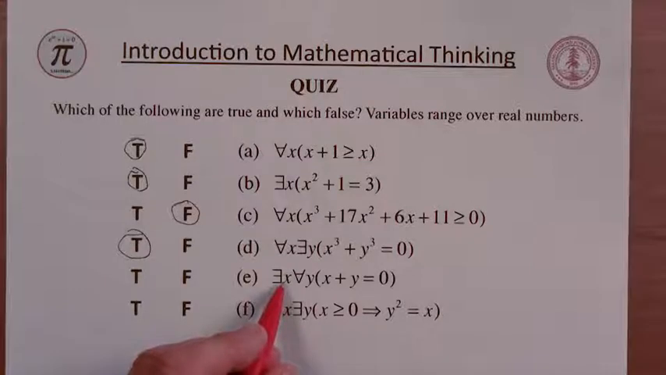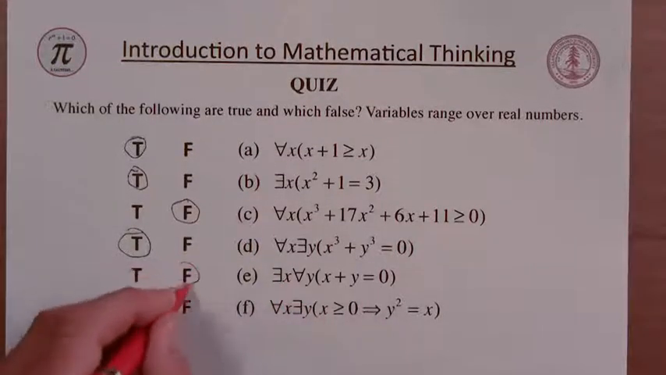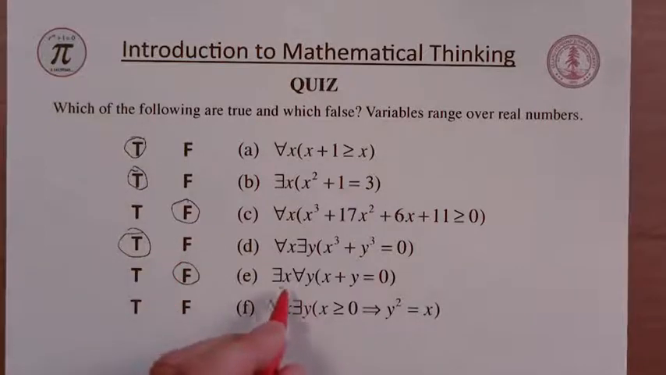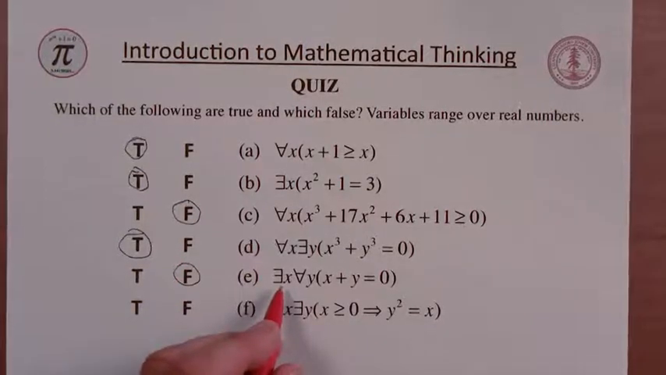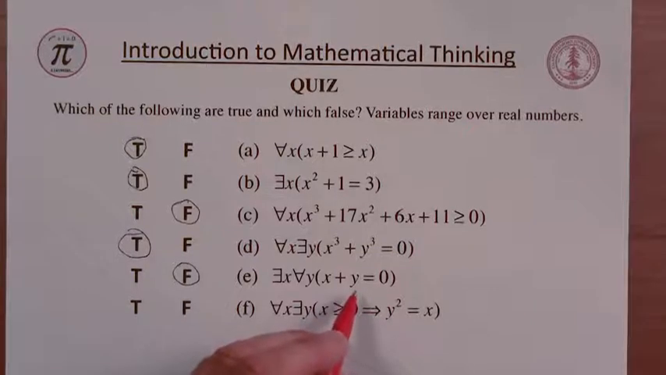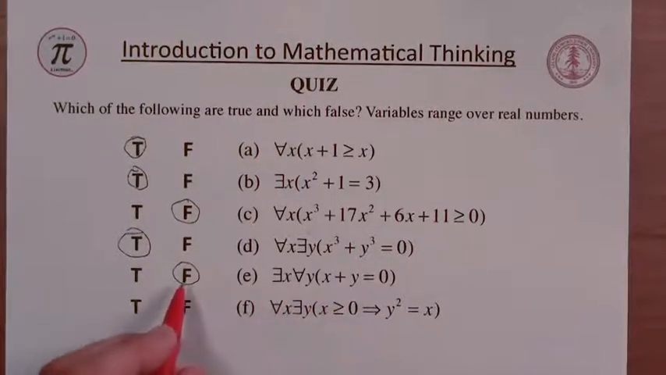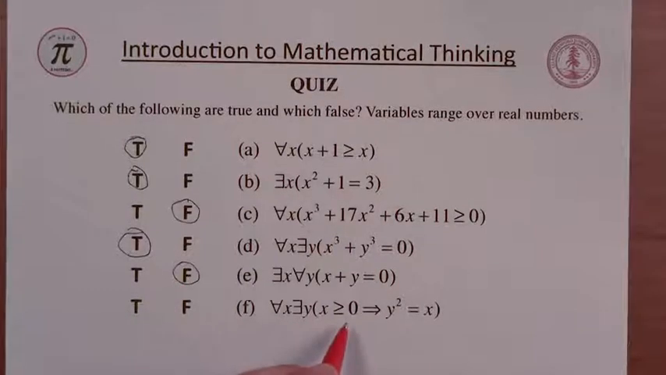What about this one? Is there an x such that whatever y you add to it, you get 0? The answer is no. If the quantifiers were the other way around, the answer would be yes. For every y, there is an x such that x plus y equals 0. Namely, you let x be negative y. But it's not the case there is one x that works for all y. So that one's false.